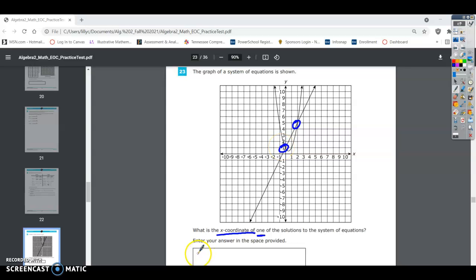So I can say x equals 0. And the other one, if you want to list the other one, you can. X equals 2. So you only have to list one, but either one of those answers would be correct. So for number 23, the answer is either 0 or 2.